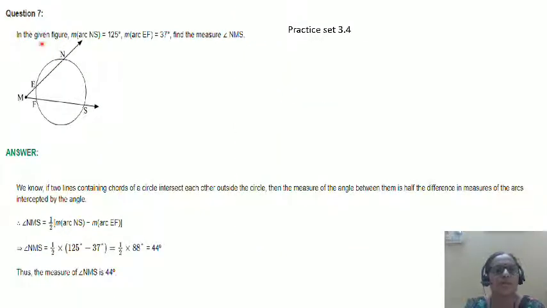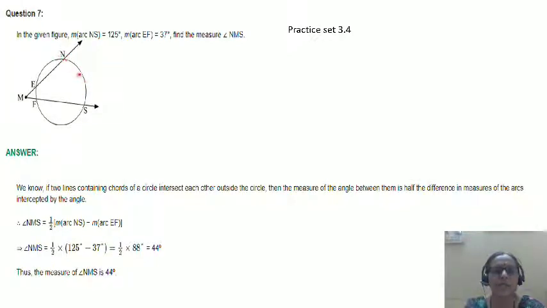Your question number 7. In the given figure, arc NS is 125 degrees, arc EF is 37 degrees. You have to find the measure of angle NMS. Now, you know the property: if two lines containing chords of a circle intersect outside the circle at point M, the measure of the angle between them is the difference of the measures of arcs intercepted by this angle.